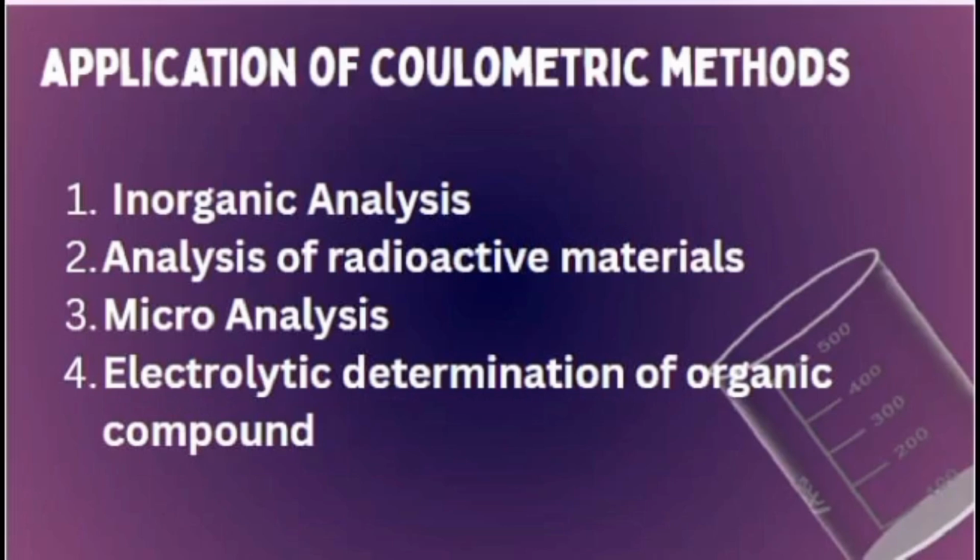This method is valuable for determining the purity and concentration of specific organic compounds in various applications, such as pharmaceutical analysis, food analysis, and environmental monitoring. For example, determining the concentration of ascorbic acid or vitamin C in a fruit juice sample. A controlled potential is applied, oxidizing ascorbic acid. The charge consumed is directly proportional to the amount of ascorbic acid present.